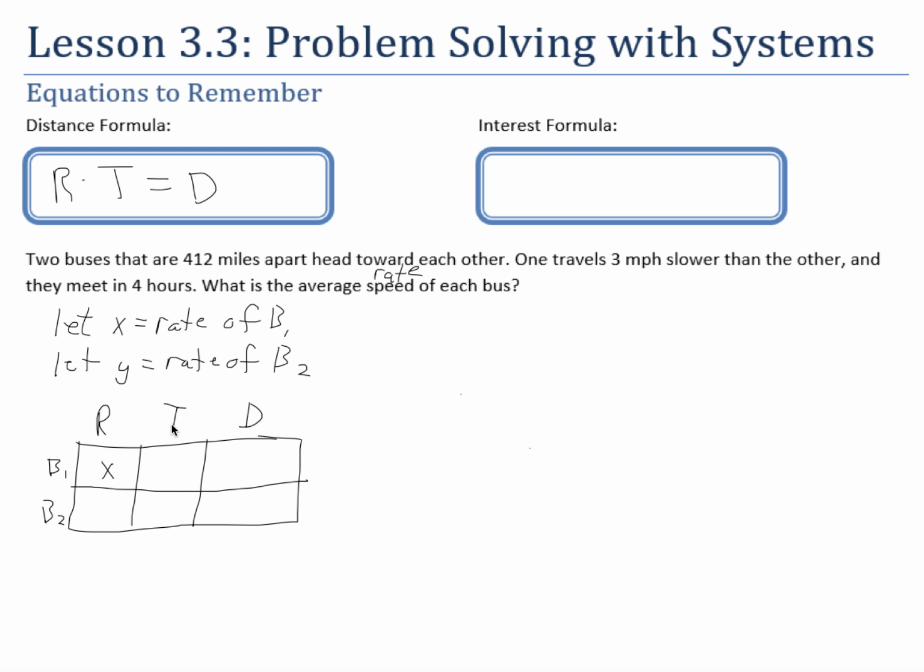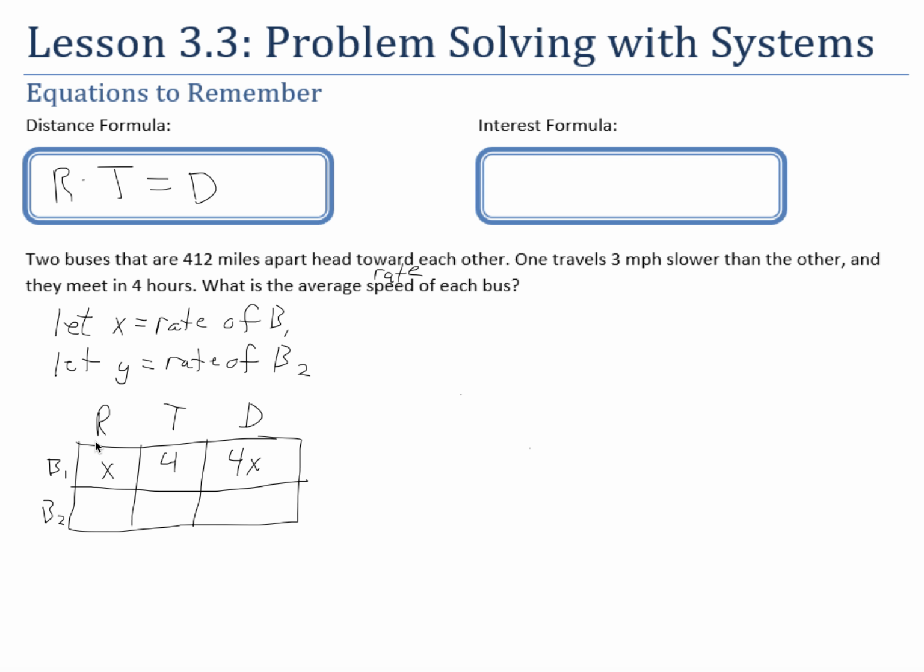The time of the first bus, as we read through here, it says they left and then they meet each other in 4 hours. So our time is 4 hours. And our distance, we know distance is rate times time, so x times 4 is 4x. We don't use that 412 yet. Don't try to use that yet. We're going to talk about that in a little bit, and I'll point out where that comes into play.